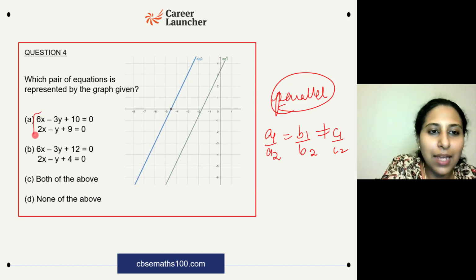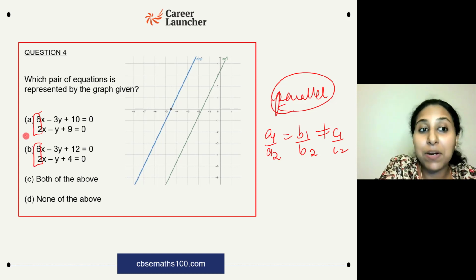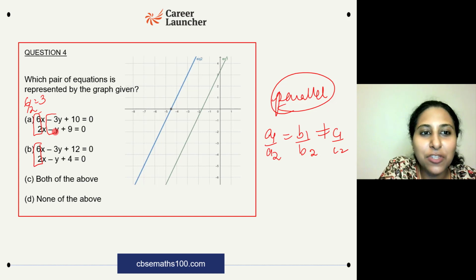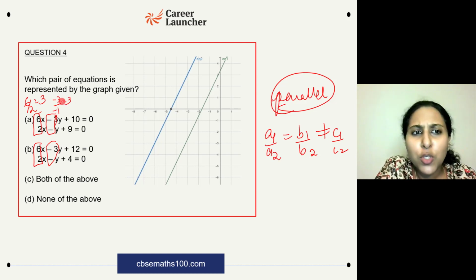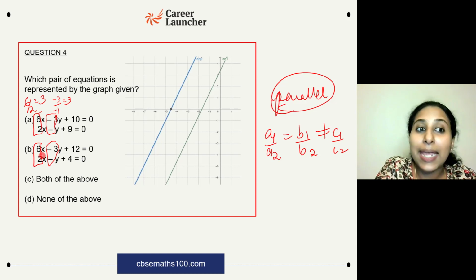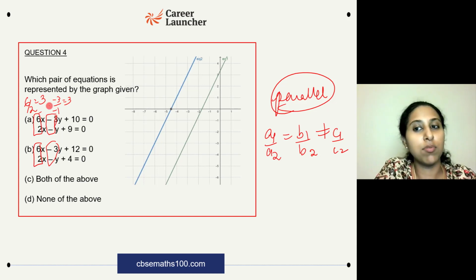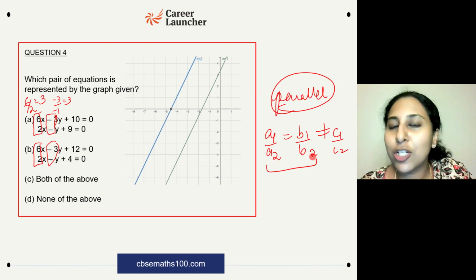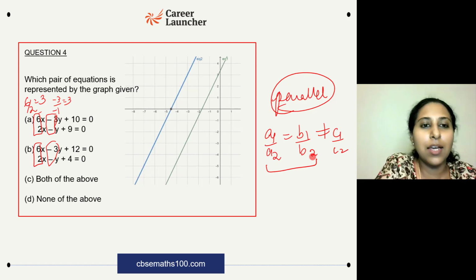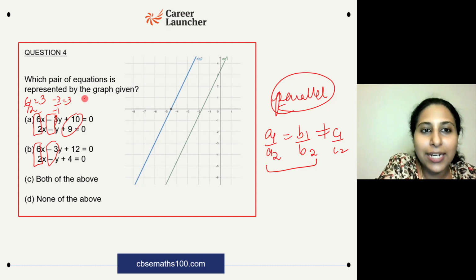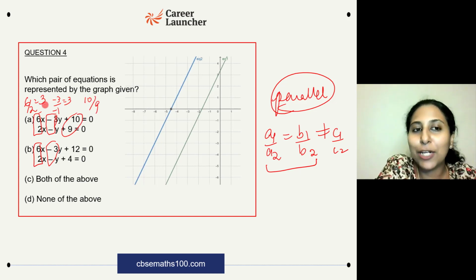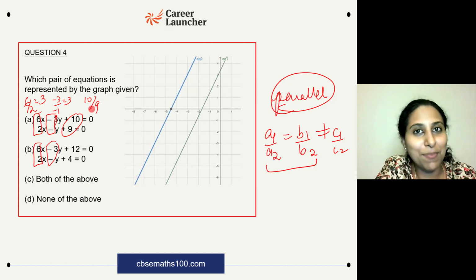If you look out here and here, in both cases A1 by A2 is the same. A1 by A2 is 6 by 2, which is equal to 3. Look at the y coefficients: minus 3 by minus 1, and here also you have minus 3 by minus 1. Both would be 3. So you can see that both of these are cases where A1 by A2 is the same as B1 by B2. So this part is okay. Now you need to ensure it is not equal to C1 by C2. If you look at C1 by C2 over here, you're getting 10 by 9. Clearly, A1 by A2 is equal to B1 by B2, not equal to C1 by C2.